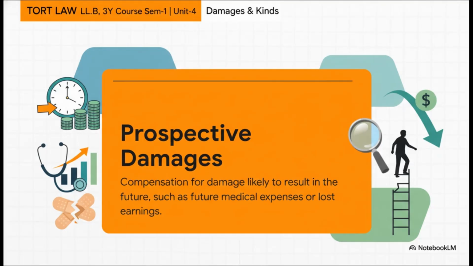Prospective damages are a form of compensation for losses that are reasonably certain to occur in the future as a result of the tort. Common examples include anticipated future medical expenses and the loss of future earning capacity. The case of Bhagwan Das versus Mahat Arif, cited as 1987 2 ALT 137, illustrates this principle, where damages were awarded to account for the ongoing and future consequences of the injury sustained.